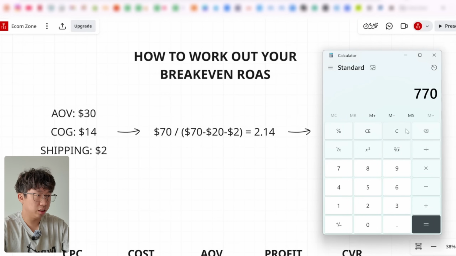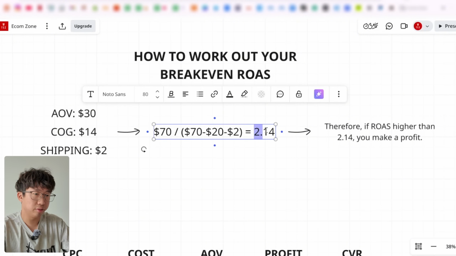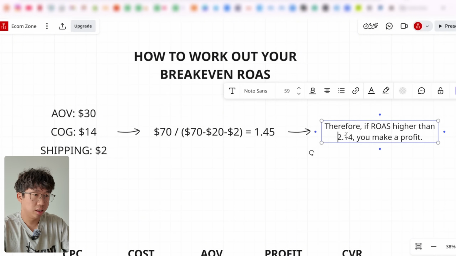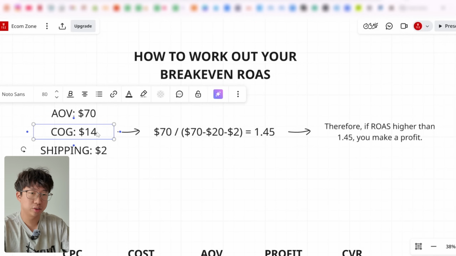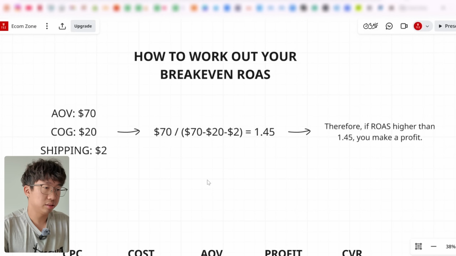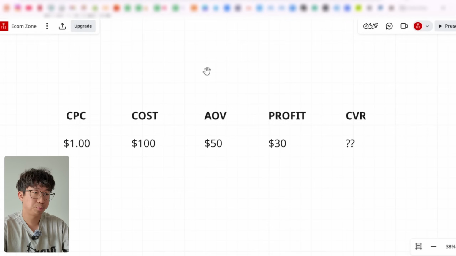Ideally, you want this to be $70, and this will be $70, $20, take away 2, so it'll be 70 divided by, what is it, 70 take away 20, take away 2, like 48, is that? Yeah, 48. So that means your break-even ROAS is 1.45. So therefore, if your ROAS is higher than 1.45, you make a profit. And that is if your average order value is $70, and your cost of goods is $20. So that's how you work out your break-even ROAS. It's a very important metric when you're testing and scaling or running ads even.